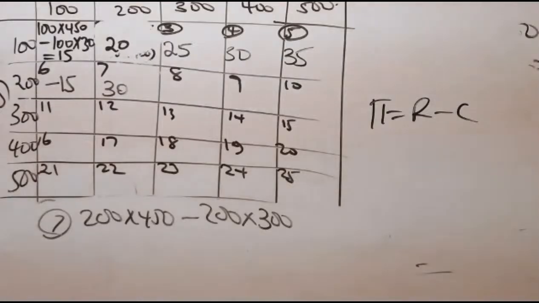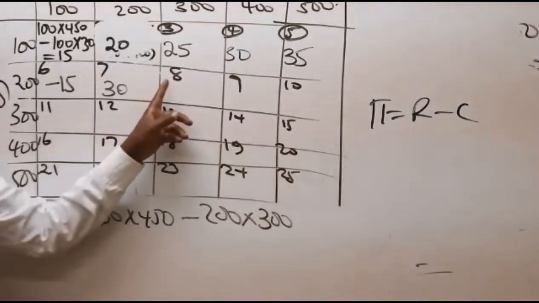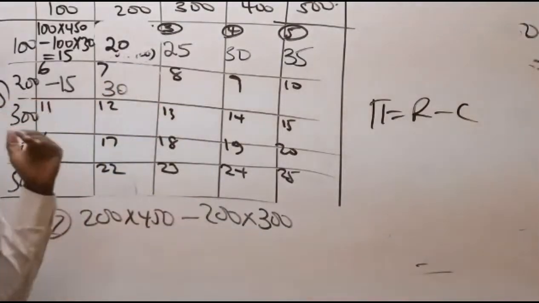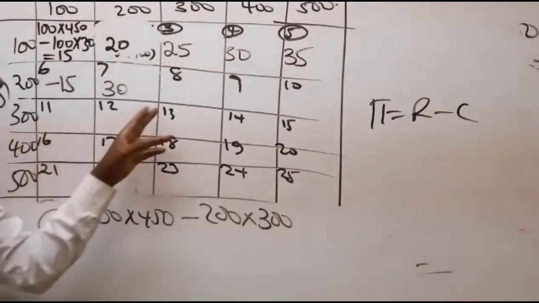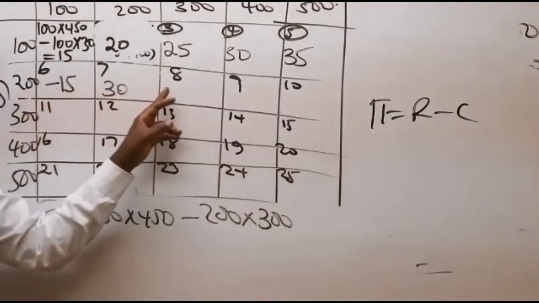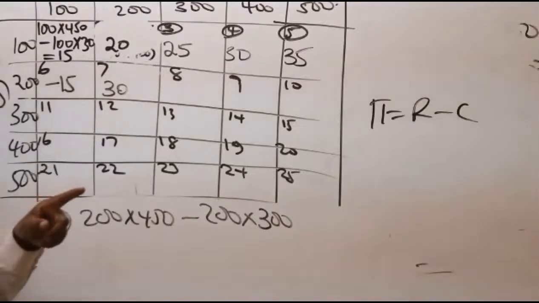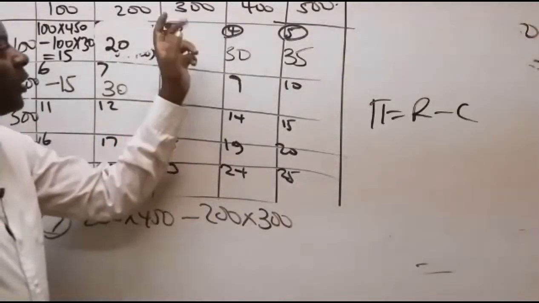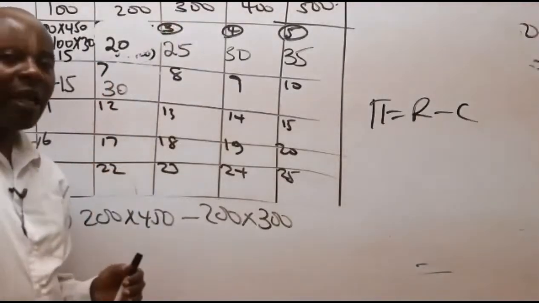Njeri Mwangi wants me to do cell number 8. Look at cell number 8, Njeri. What is happening in cell number 8? We have supplied how many? 200. But how many have been demanded down there? 300. So the demand is more.